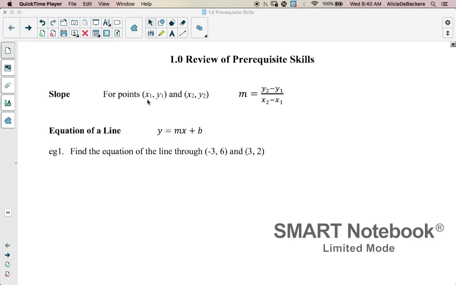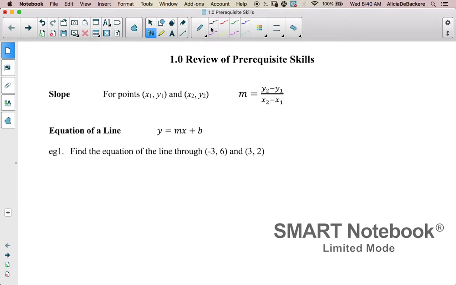If we give you points x1, y1 and then a second point x2, y2, then you can calculate the slope by taking the difference in the y values over the difference in the x values. Notice that the points have to come together. So the second point here is first and the first point is second, or you can do it the other way around and write the first point first and then the second point.